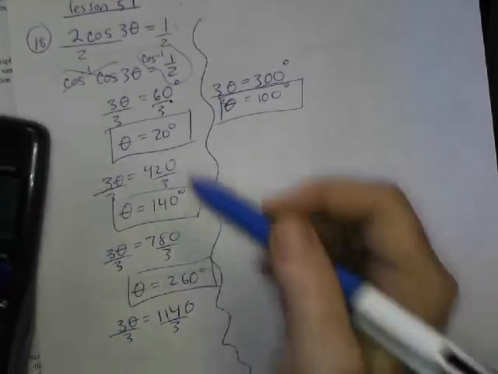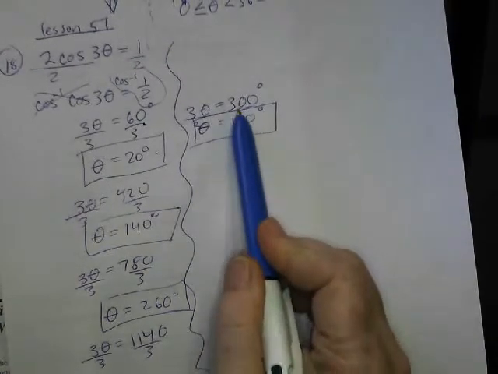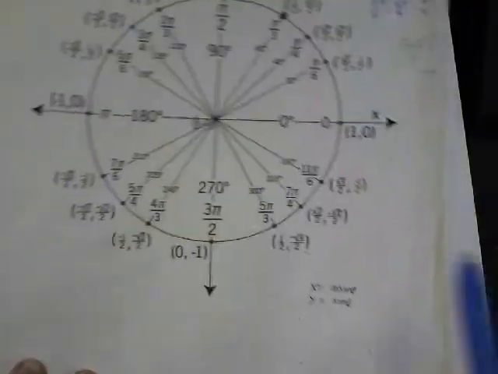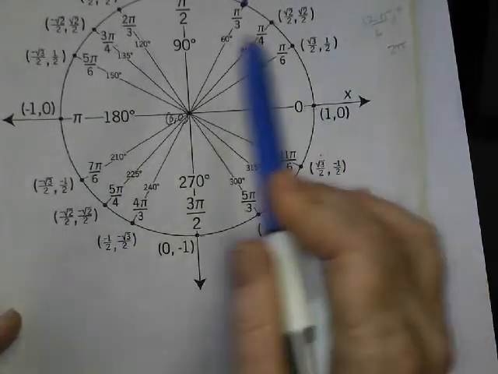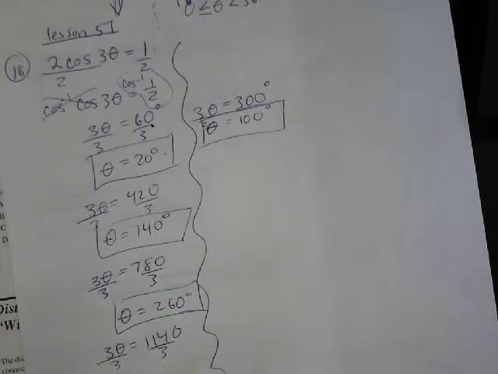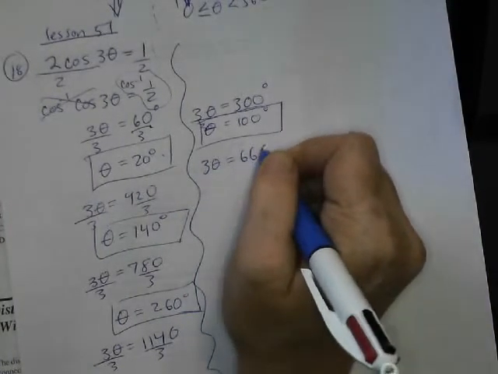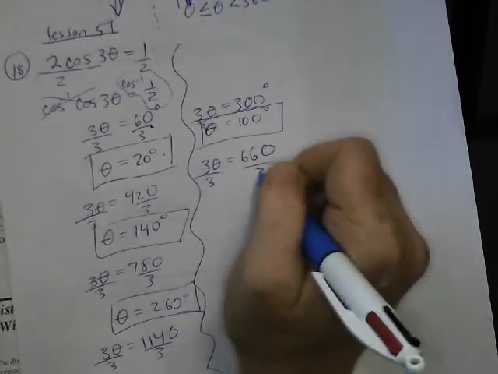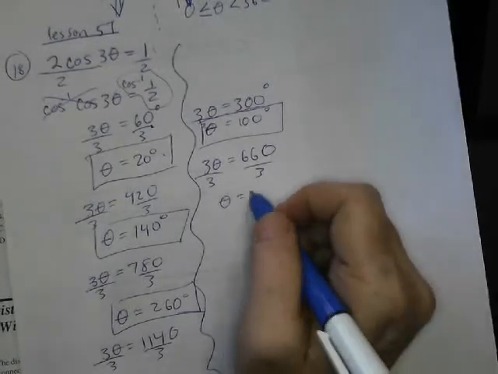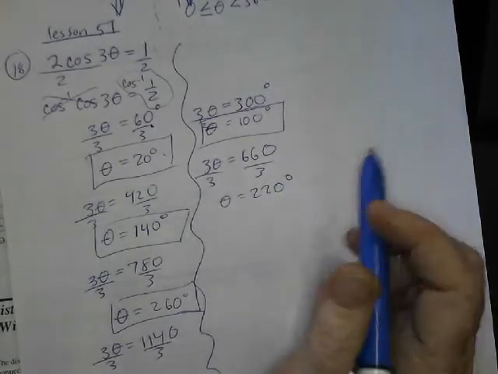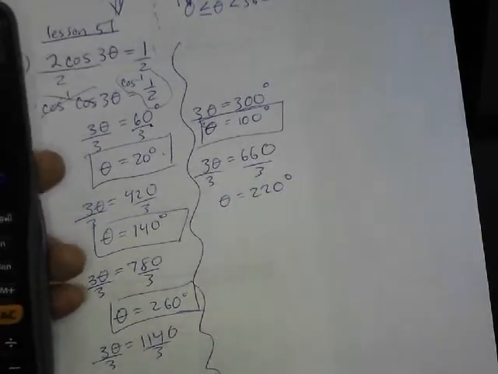So I got these 3 answers for this side, and then I'm going to do the same thing here. The first time that I went around, I landed at 300, but then I can go again. I'll go 300 plus 360. I think that's 660. And then divide by 3, and is that 330? 220. Or sorry, 220. Okay. And then I can go again, like there's my 660.